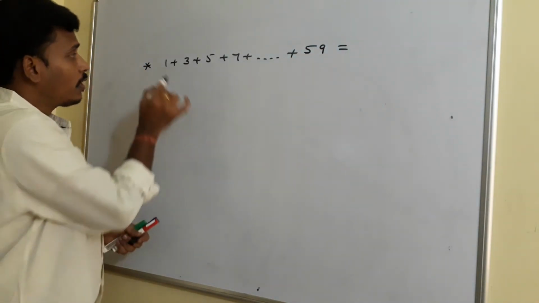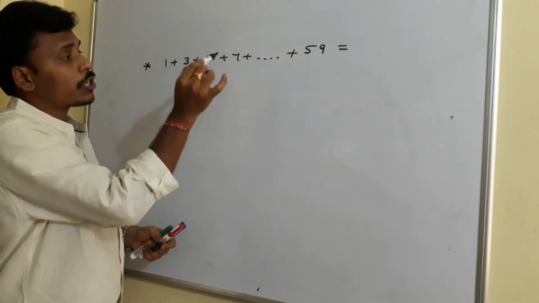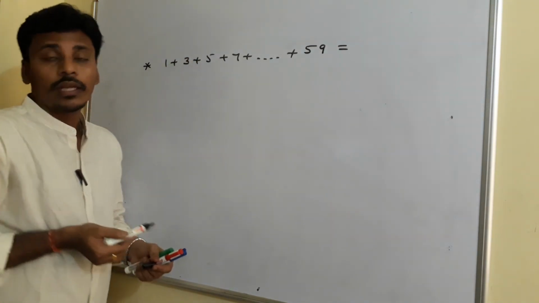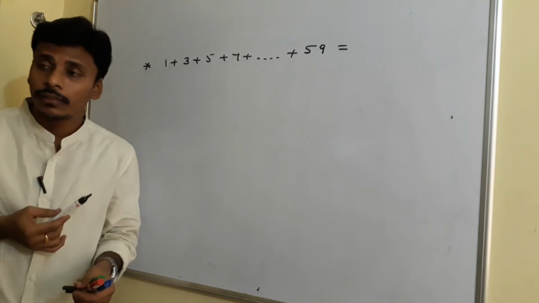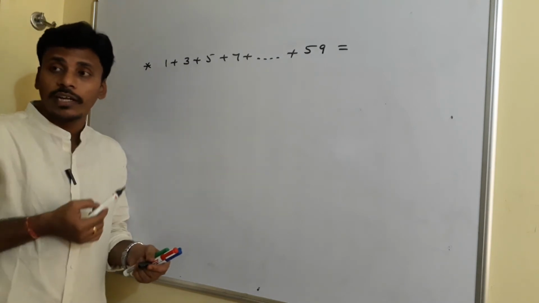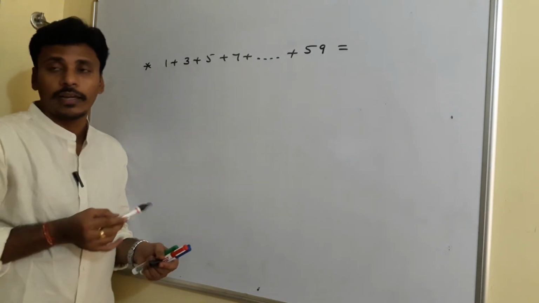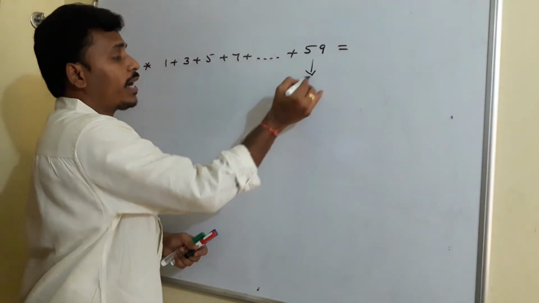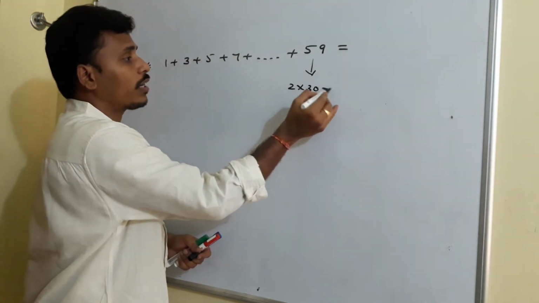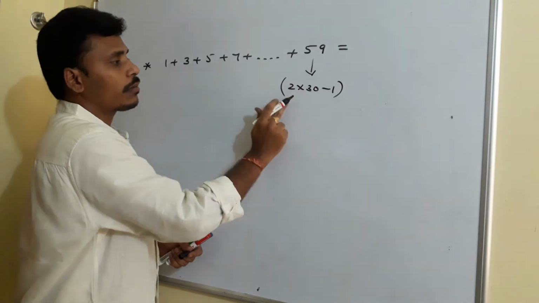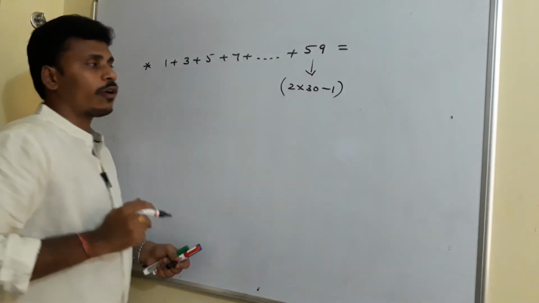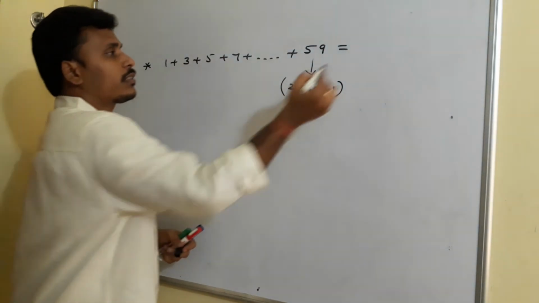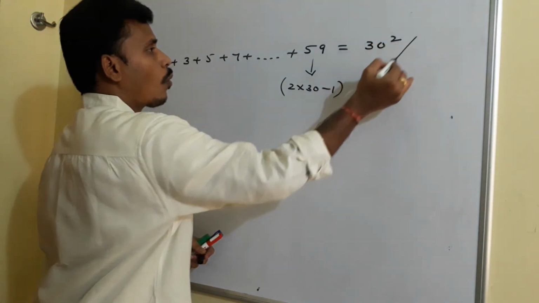See, 1 plus 3 plus 5 plus 7 plus, and so on, up to 59, I mentioned to you. This 59 indicates that the number of odd numbers here is only 30, right? Because we can write this 59 as 2 into 30 minus 1. Based on this expression, you found the number of terms as 30. Then the sum of all these numbers is just 30 square.